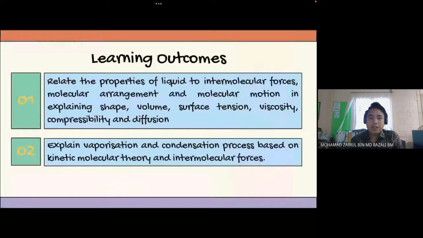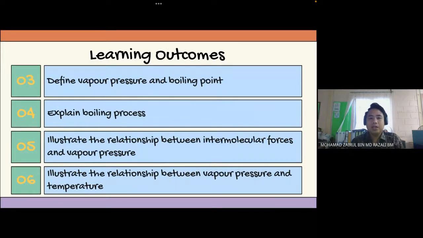Okay, so by the end of this lesson, you should be able to relate the properties of the liquid to the intermolecular forces, molecular arrangement, and also the molecular in order to explain the shape, the volume, the surface tension, the viscosity, the compressibility, and also the diffusion. And you should be able to explain the vaporization and also condensation process. Define vapor pressure and the boiling point, explain boiling process, and illustrate the relationship between the intermolecular forces with the vapor pressure and also with the temperature.